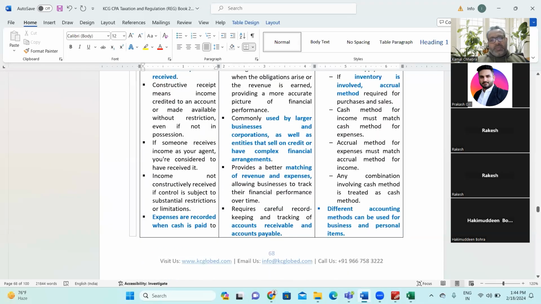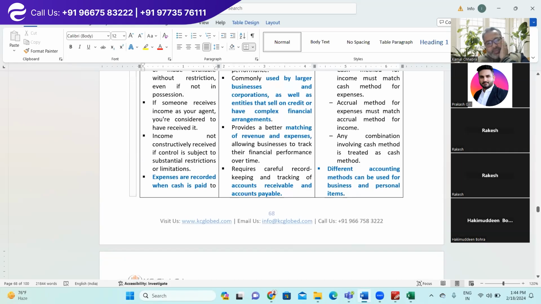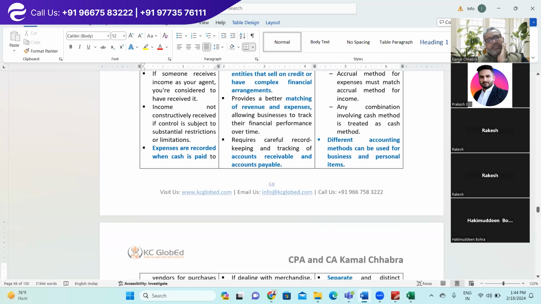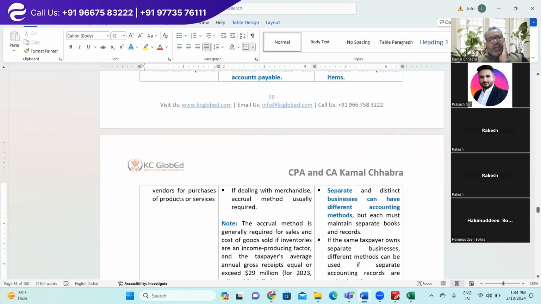It is commonly used by large businesses and corporations, as well as entities that sell on credit or have a complex financial arrangement. It provides a better matching concept of revenue and expense, allowing the business to track its financial performance over time, and requires careful record keeping and tracking of accounts receivable and accounts payable.